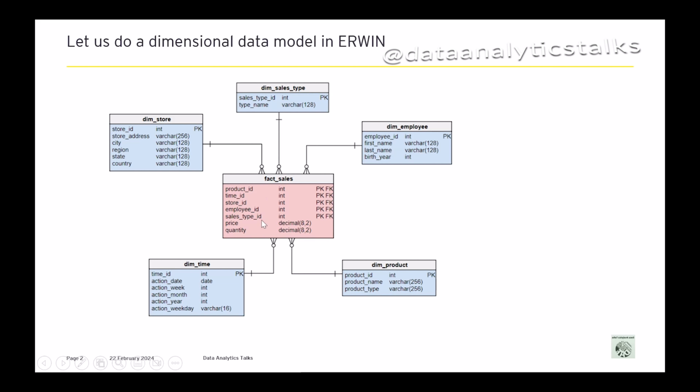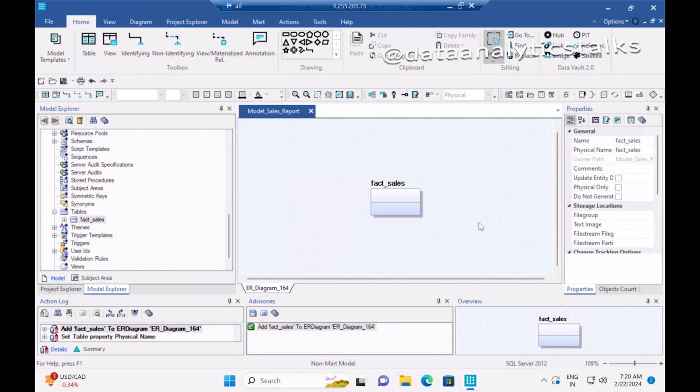We have not added any columns yet. That we will do later on. But let's create the additional dimension tables now. So how many dimension tables are we expecting in this diagram? We are expecting 5 dimension tables. One is store. Then we have the sales type. We have employee. We have product. And we have time.